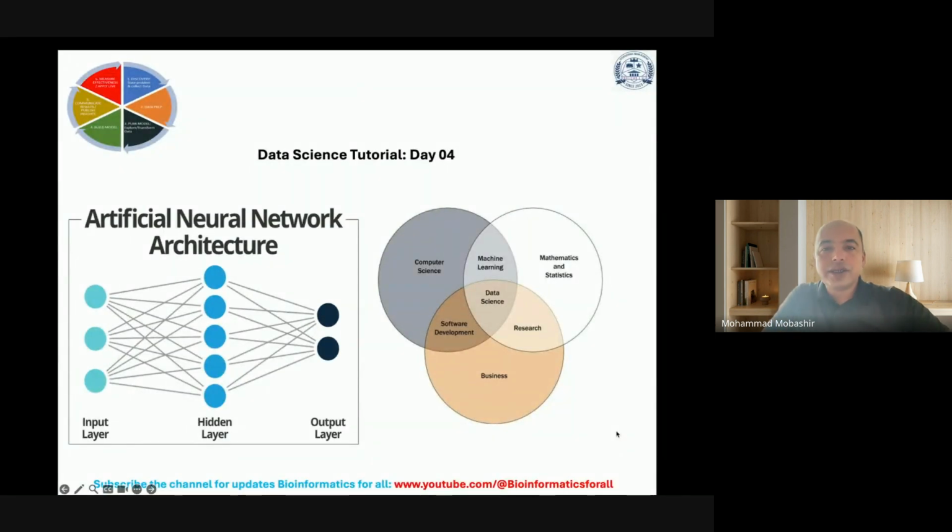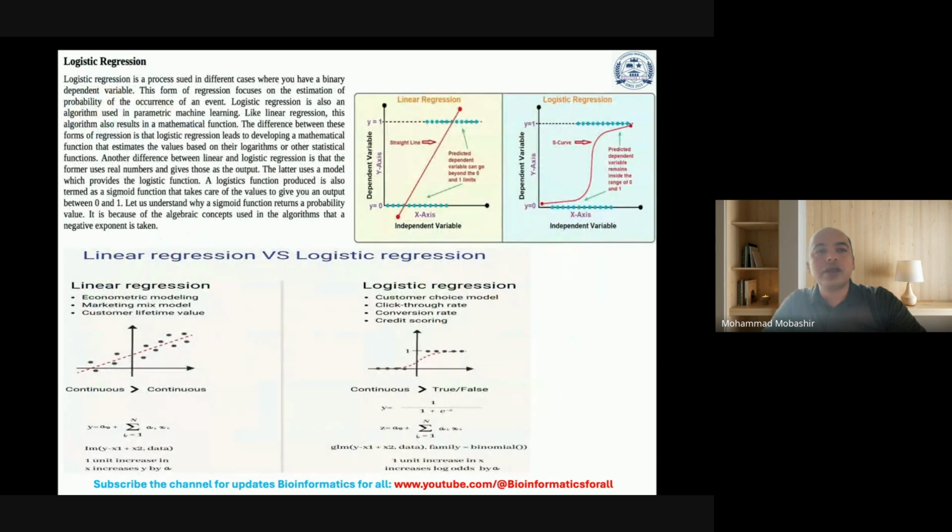Hi, today I'm going to present the fourth lecture on data science, which mostly covers the basics of some algorithms and some basic mathematics. As you can see here in the figure, artificial neural network will also be one of them. Last time I already introduced linear regression.